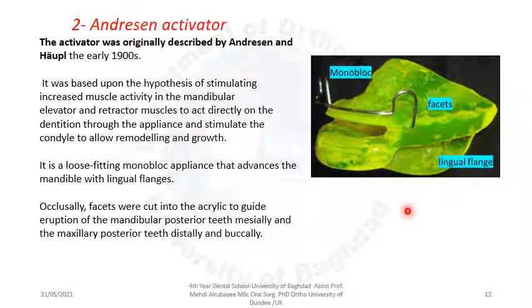The second functional appliance is the Andresen activator. The activator was originally described by Andresen and Häupl in the early 20th century. It was based upon the hypothesis of stimulating increased muscle activity in the mandibular elevator and retractor muscles to act directly on the dentition through the appliance and stimulate the condyle to allow remodeling and growth. It is a loose-fitted monoblock appliance that advances the mandible with lingual flanges. Occasionally, facets were cut into the acrylic to guide the eruption. Here, some facets are cut to allow the eruption of mandibular posterior teeth mesially and the maxillary posterior teeth distally and buccally.